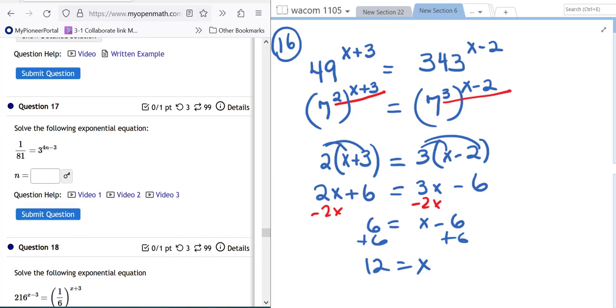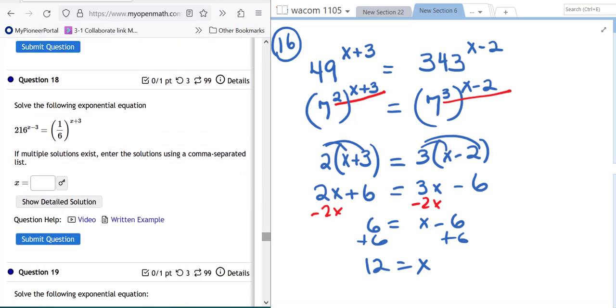Number 17, I'm going to skip. You're going to write that one as 3 to a power, and this will just be 3 to the negative 4, I believe. And then you'll set them equal to solve.